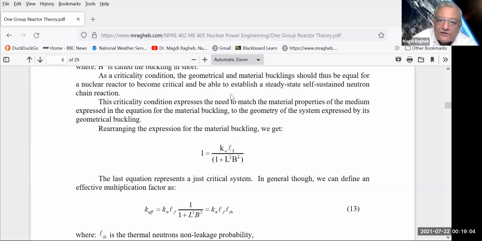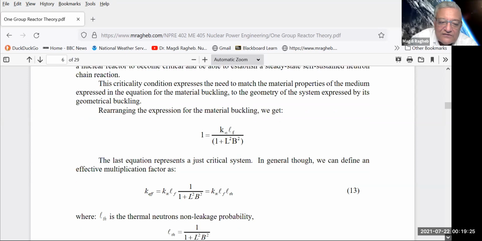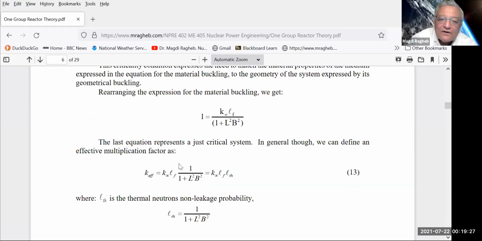So another form of that criticality equation is that K infinity multiplied into the fast non-leakage probability multiplied into the thermal non-leakage probability, which is now 1 divided by 1 plus L squared B squared, should be equal to the effective multiplication factor in general. So it is 1 in the steady state, but the K effective would be larger in an accident or a nuclear device, and it would be less than 1 for a subcritical system.